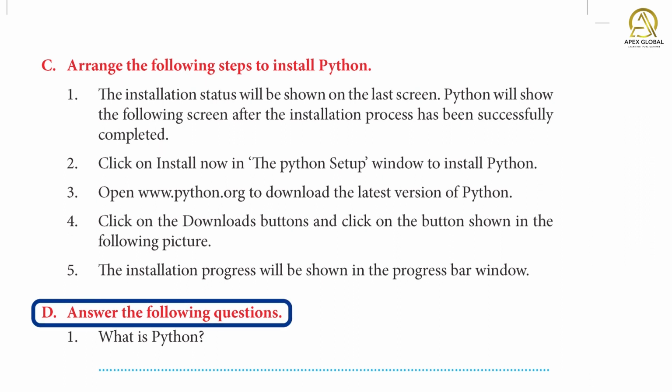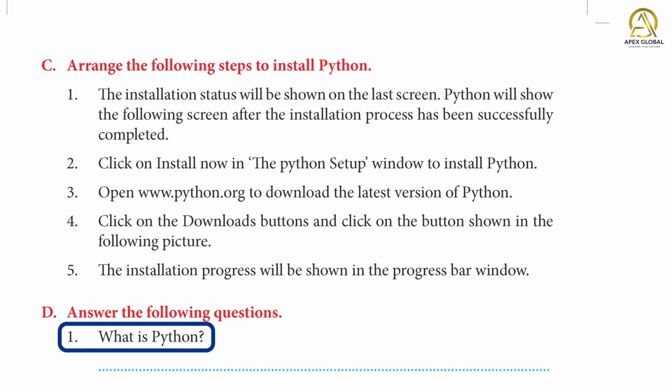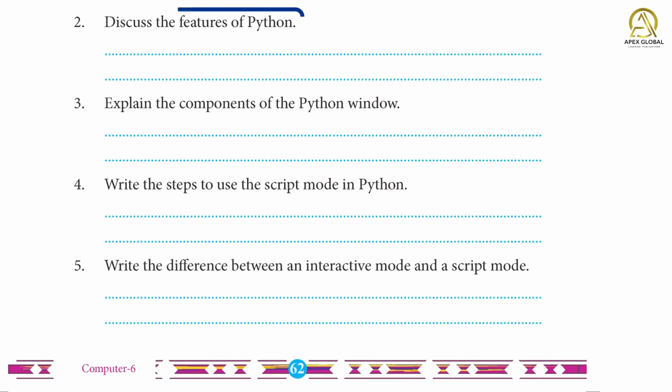D. Answer the following questions. 1. What is Python? Answer: Python is an open source programming language, which implies that anyone who is versed in Python is capable of creating new programs and adding them to the available Python libraries. 2. Discuss the features of Python. Answer. The features of Python. A. Python is freely available on the internet and can be easily downloaded from www.python.org. B. Python is portable and platform independent, which means it can run on various operating systems and hardware platforms.